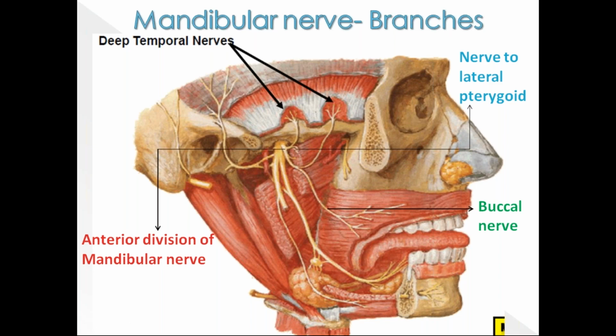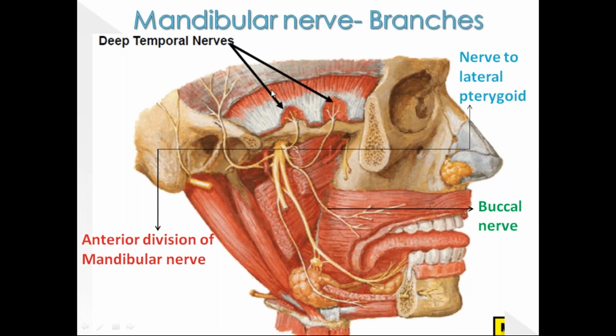Okay. And the third nerve you can see here is the buccal nerve. It is the longest branch of the anterior division of the mandibular nerve. It runs over the buccinator muscle and supplies the skin and mucous membrane of the buccal region. Okay, so I think you are clear about the buccal nerve now, and also the nerve to lateral pterygoid and deep temporal nerve.